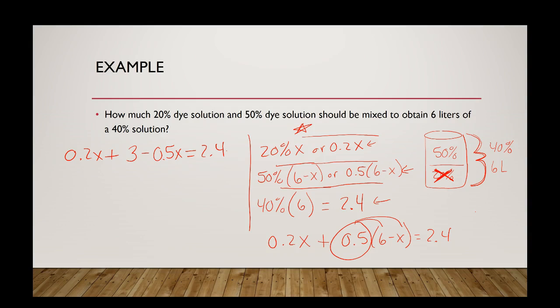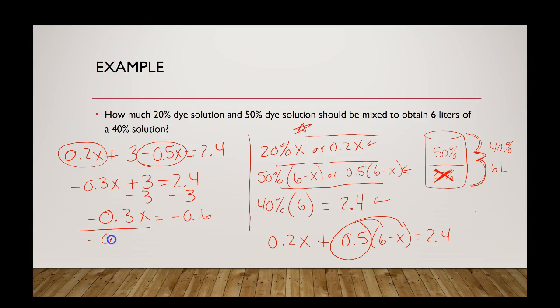Now I'm going to combine like terms. So 0.2x minus 0.5x is negative 0.3x plus 3 equals 2.4. Subtract the 3. Get negative 0.3x equals negative 0.6. Divide by the negative coefficient, and you get 2. So x equals 2.